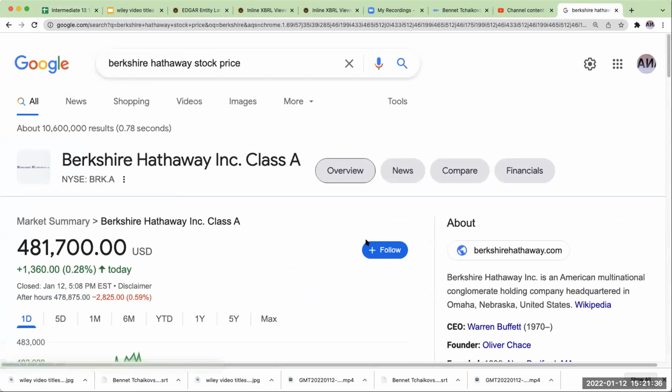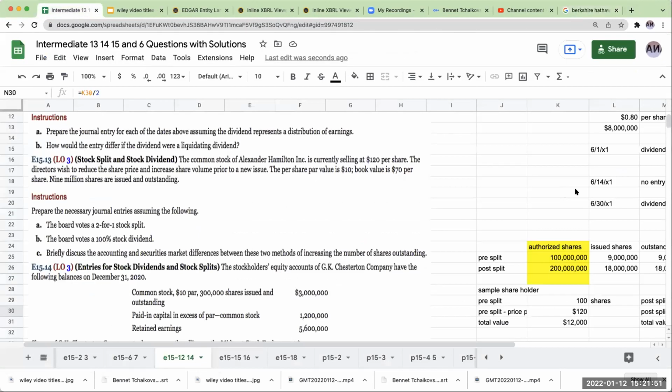they have never split their stock. To buy 1 share of Class A, it's $481,000. That's because they've never split their shares. So they have a $5 per share par value. If it's Berkshire Hathaway, I'm cool with it, but this other stuff at 10 bucks per share really doesn't make a lot of sense.